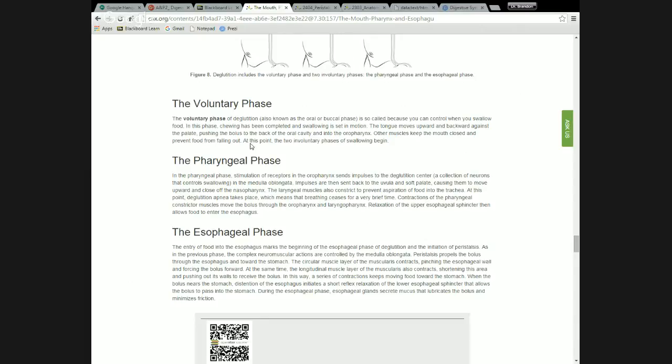Okay, in the oral cavity, we have the voluntary phase where we push food back. And then once it gets to the back of our oral cavity, that initiates the pharyngeal reflexes. And then the esophagus continues on and carries things down the rest of the way. So the pharyngeal and esophageal parts are both reflexive or involuntary movement of the food eventually down to the stomach.